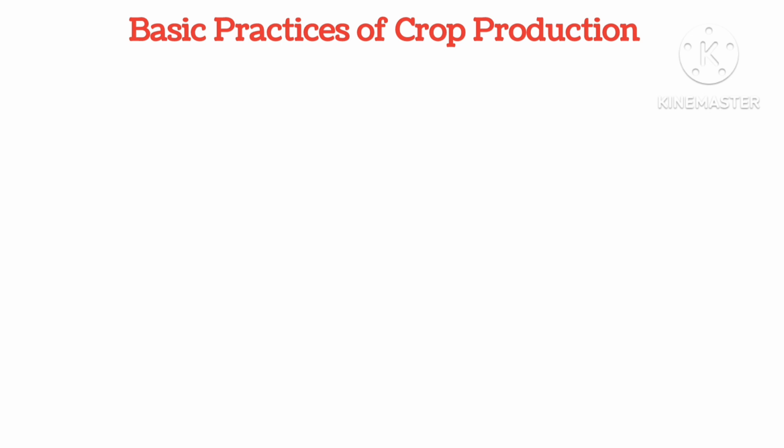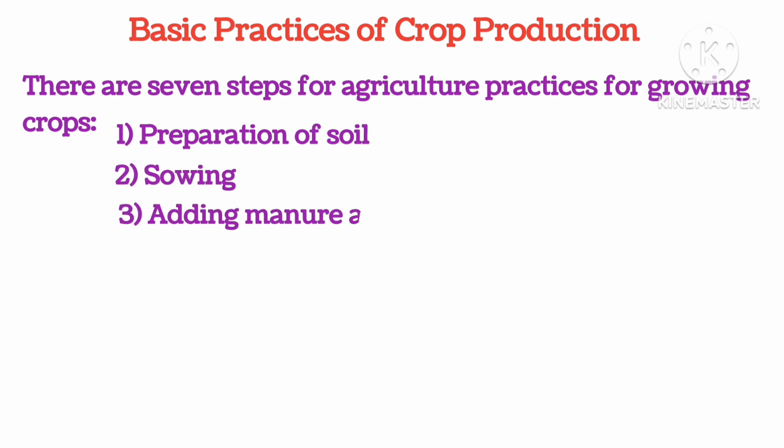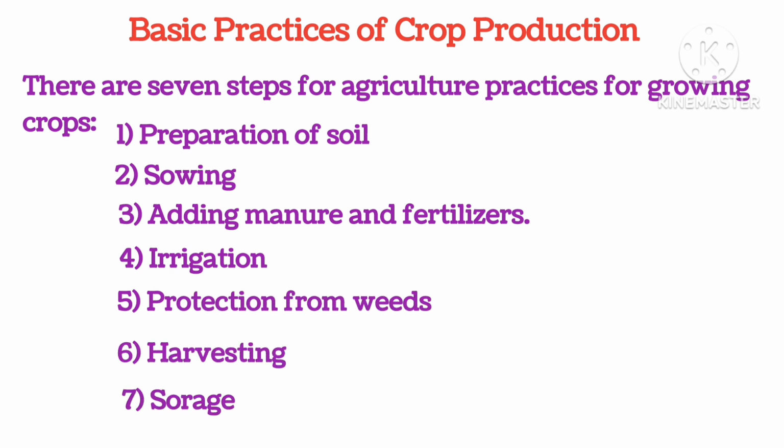Basic practices of crop production. There are 7 steps for agricultural practices for growing crops. First is preparation of soil, second sowing, third adding manure and fertilizers, fourth is irrigation, fifth protection from weeds, sixth harvesting, and seventh is storage.